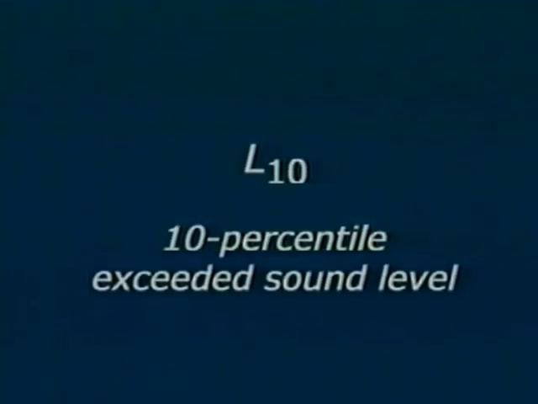The other noise descriptor we will discuss is L10, the A-weighted 10 percentile exceeded sound level. It's the sound pressure level exceeded 10% of a specific time period. Here's an example. Say 50 samples were taken during a period of time. You extract the highest 10% of the sound pressure levels, which in this case would be 5 samples. The 5th highest sound pressure level is the 10 percentile exceeded sound level.